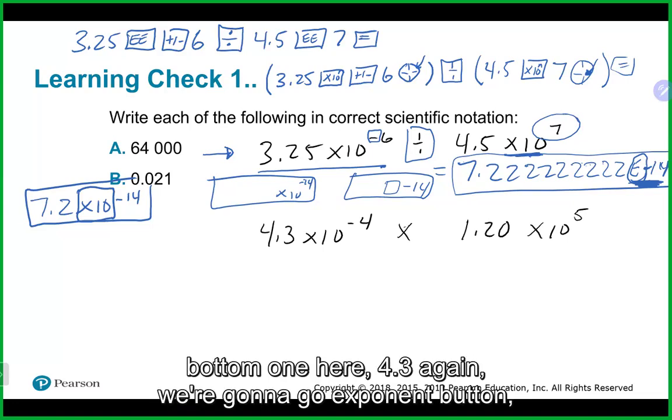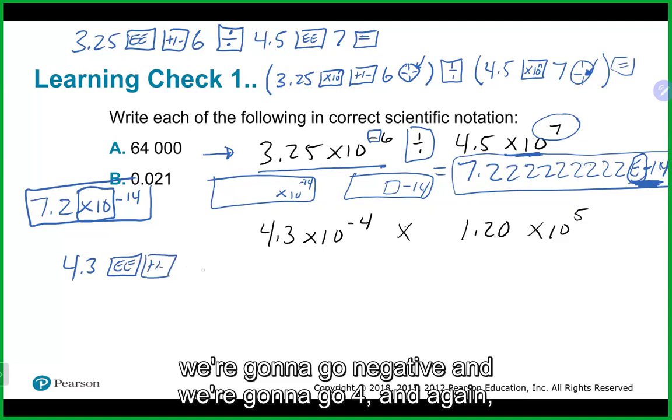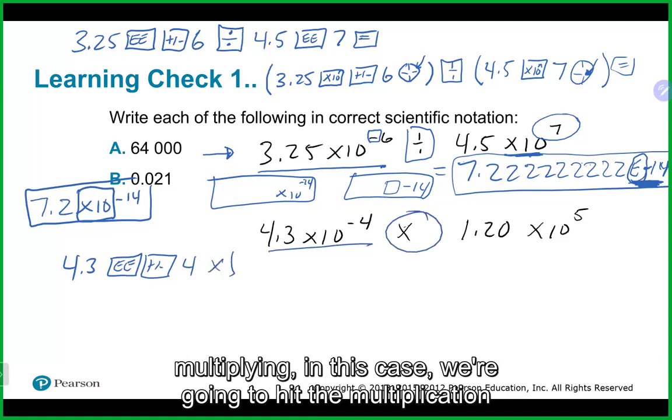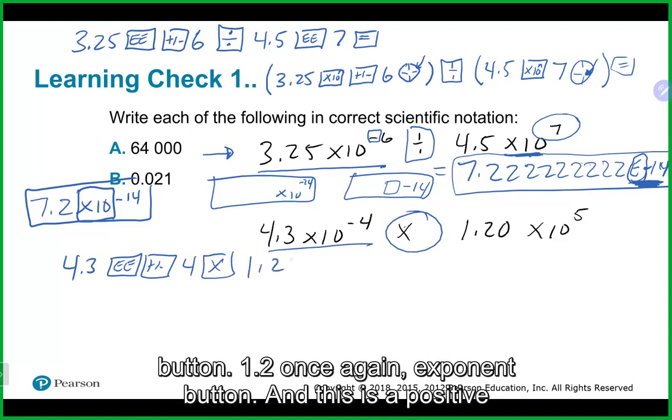All right, let's take a look at the bottom one here. 4.3. Again, we're going to go exponent button. We're going to go negative, and we're going to go 4. And again, that is the proper way there to punch this number in. We're multiplying in this case. We're going to hit the multiplication button. 1.2, once again, exponent button.